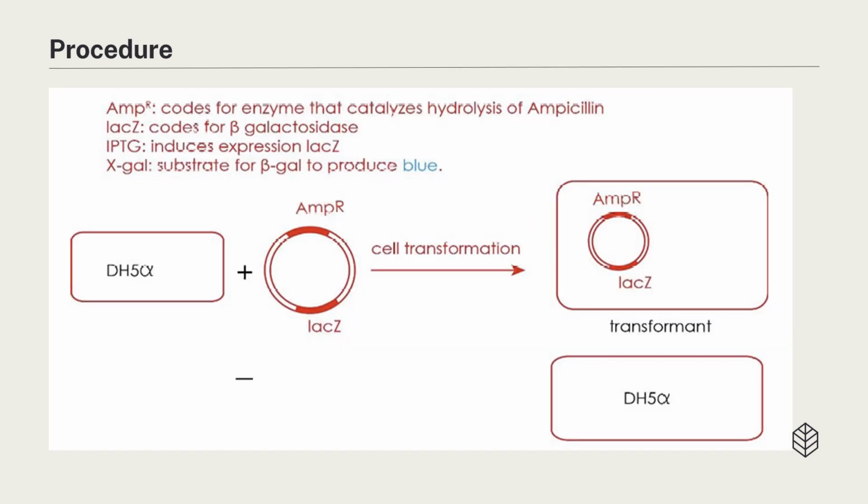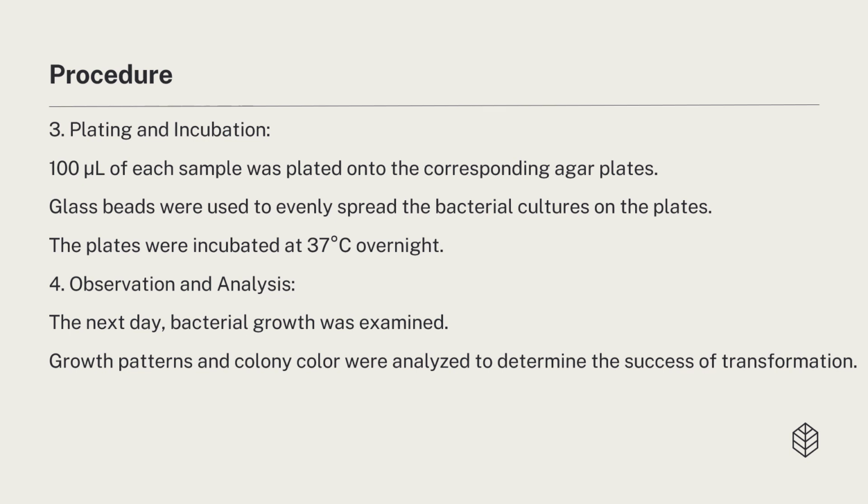And this is a graph showing how the transformation proceeds. For plating and incubation, 100 microliters of each sample was plated onto the corresponding agar plates, and glass beads were used to evenly spread the bacterial cultures across the plate. The plates were then incubated at 37 degrees overnight.